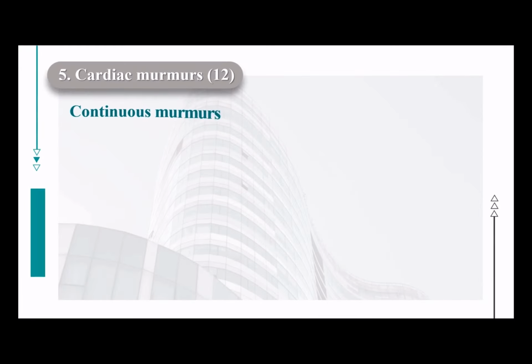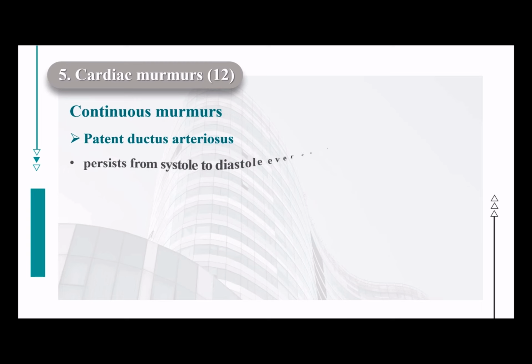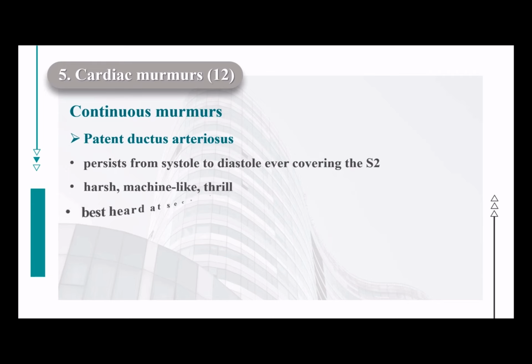The continuous murmur usually occurs in patients with patent ductus arteriosus, and it results from blood flowing continuously into the pulmonary artery during the entire heart cycle. This murmur, which persists from systole to diastole, even covering the S2, is harsh and machine-like, and it is best heard at the second intercostal space, left of the sternal border, and usually with thrill.